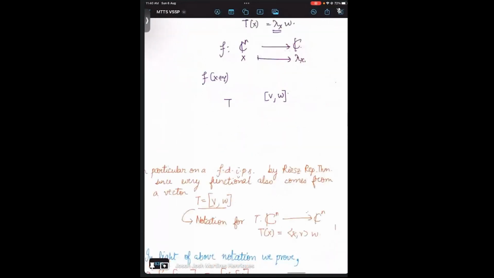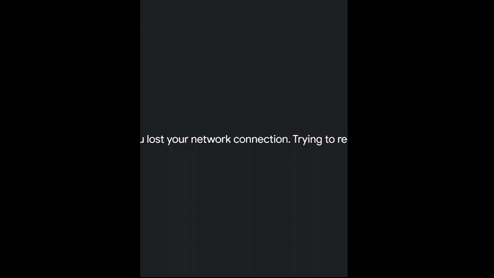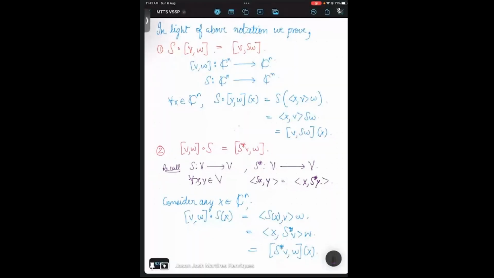So that is the notation that I henceforth fix. T is going to be bracket of v comma w, where this rank 1 operator is going to be like this. Tx is going to be the inner product of x with v, times w. See how these rank 1 operators behave. There are two claims that I make. One is if I pre-compose any rank 1 operator with any operator, then I'm again going to get a rank 1 operator, which is going to be given by this.